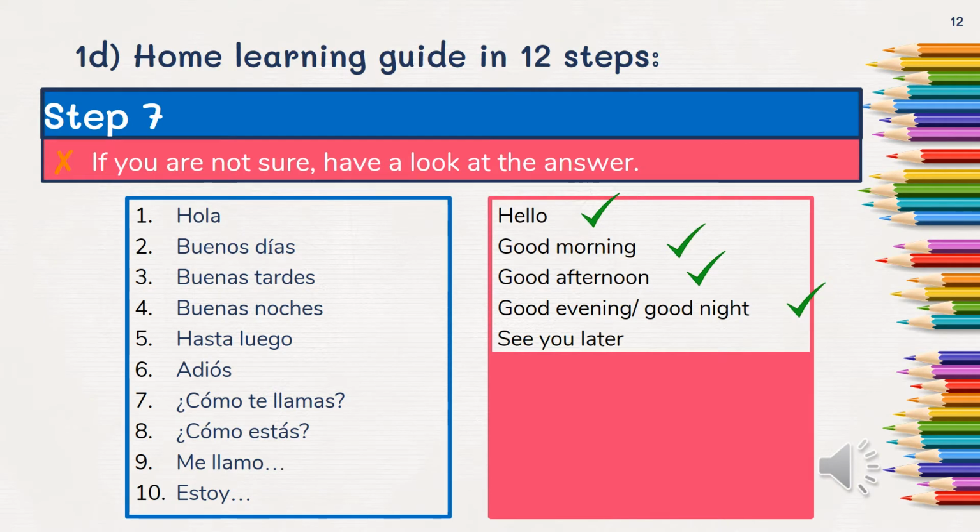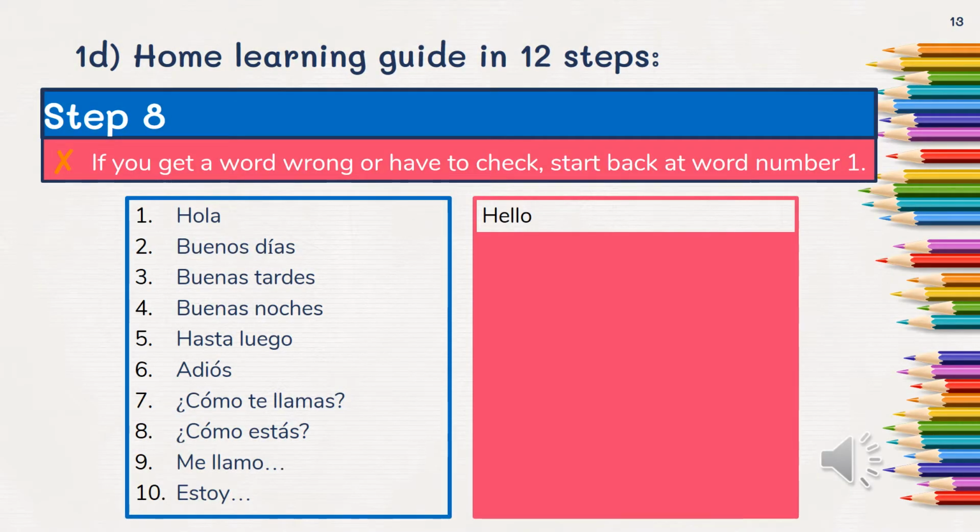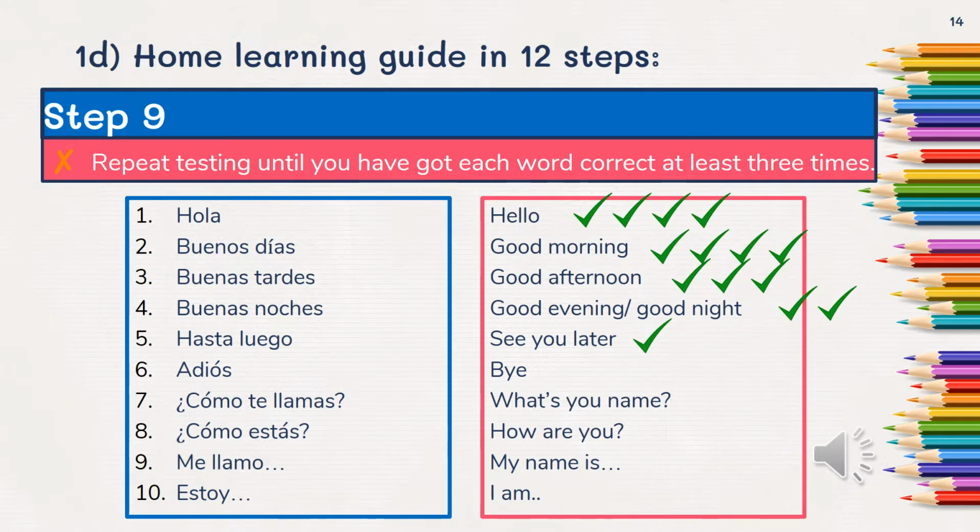You're going to start with the first word, hola, and then you translate it into English, hello, and so on. And if you're not sure, have a look at the answer. Step 8. If you get a word wrong or have to check, you need to start back at word number 1. You need to repeat the testing until you have got each word correct at least 3 times.